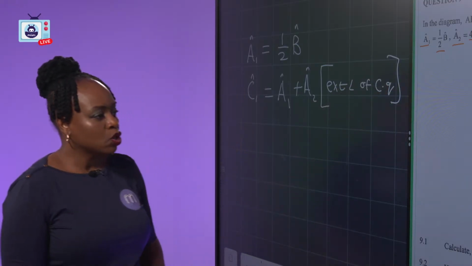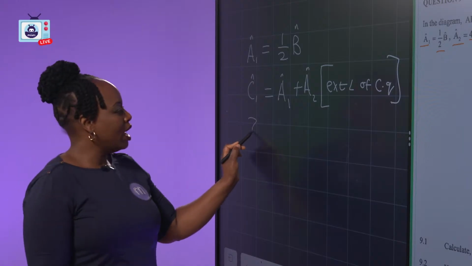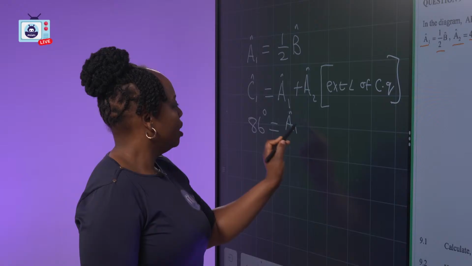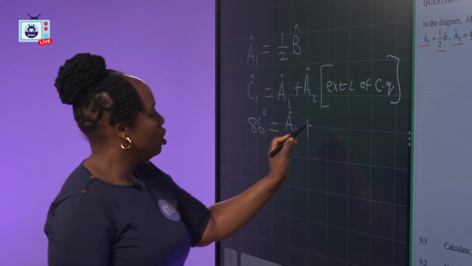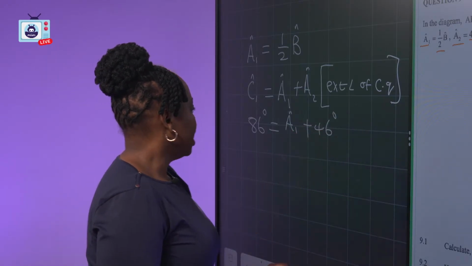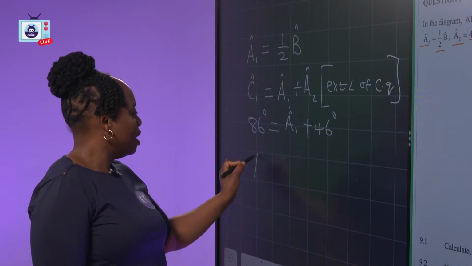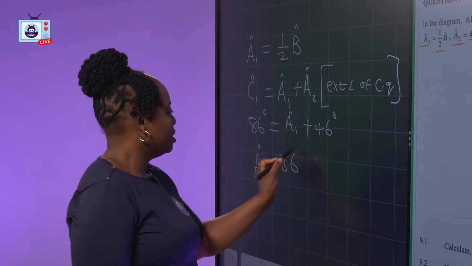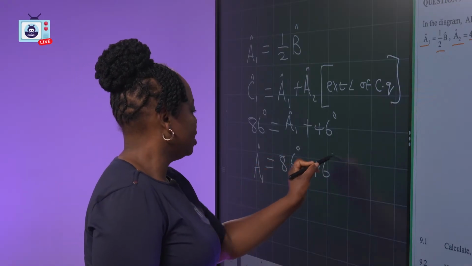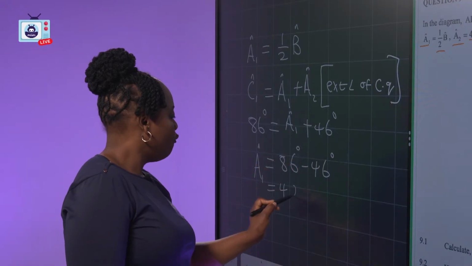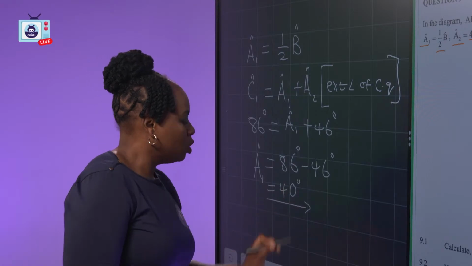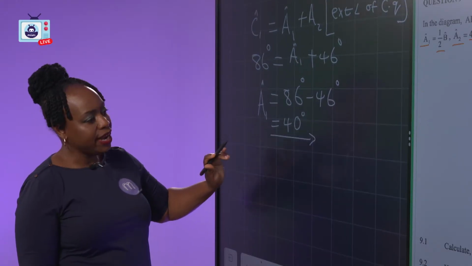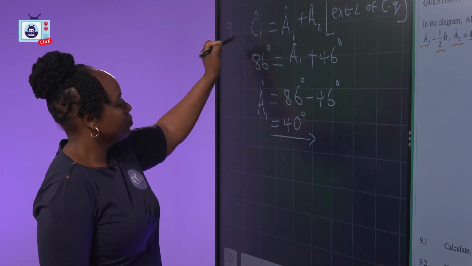All right. So what is C1? C1 is 86 degrees. I am looking for A1. I am given A2, which is 46. Then you just do some math there. Then A1 will be equal to 86 minus 46, which will be 40 degrees. So that is how you can find A1. Very easy and straightforward. Okay.